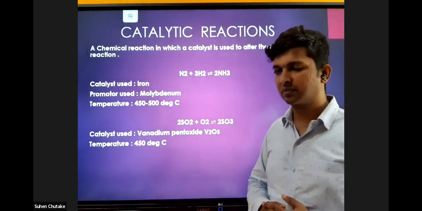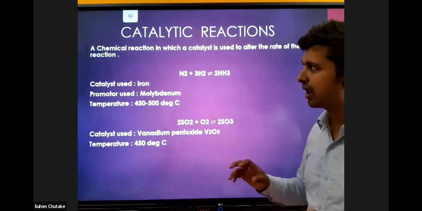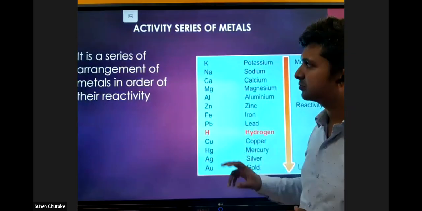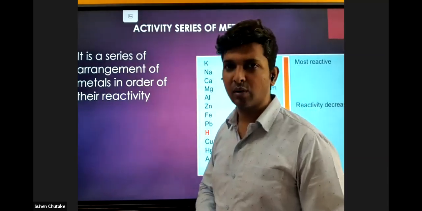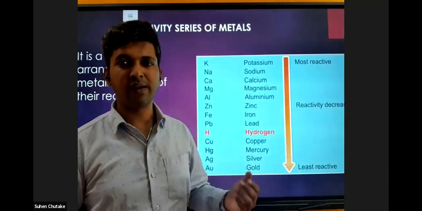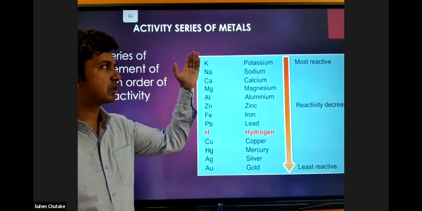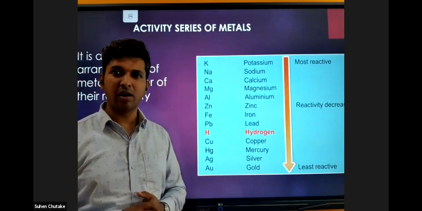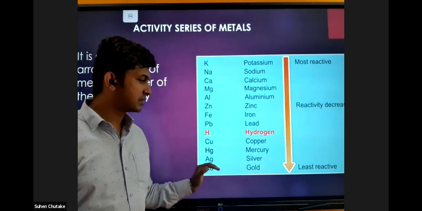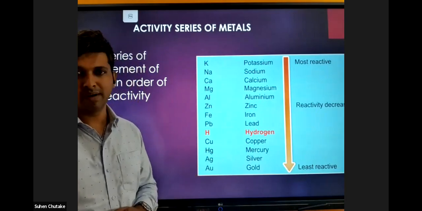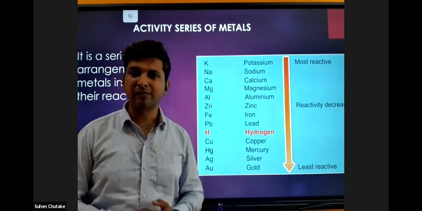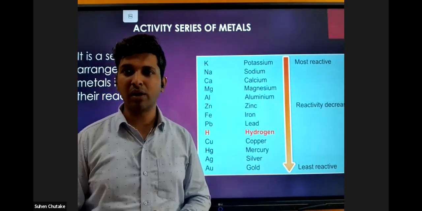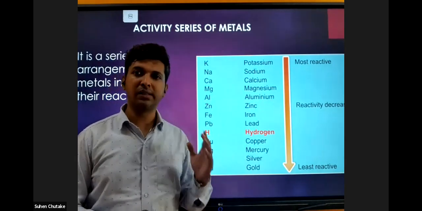Yes, sir. Yeah. So now let's move on to the next part, that is the activity series of metals. Now, in this activity series of metals, you very well know that the metals which are placed on the top are the most active metals, and the metals which are placed at the bottom are the least active metals. So you can say that the metal activity decreases as you move down. And I've given you a mnemonic in order to remember these metals.